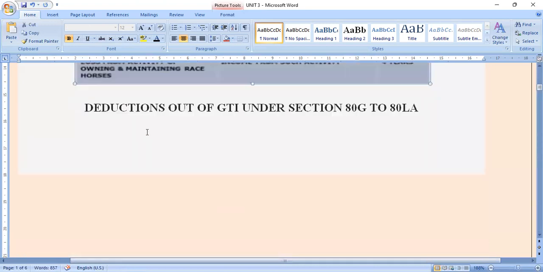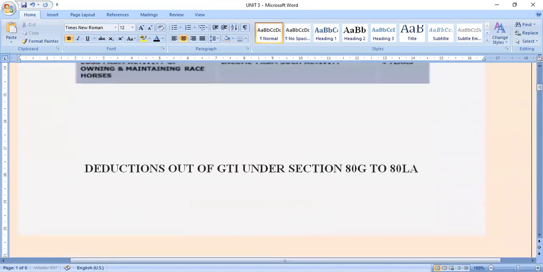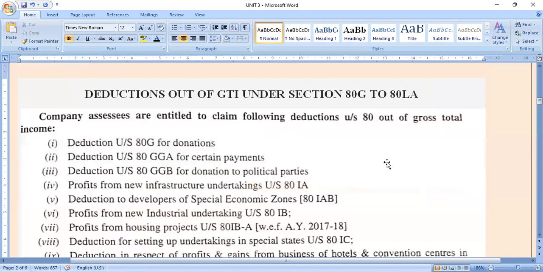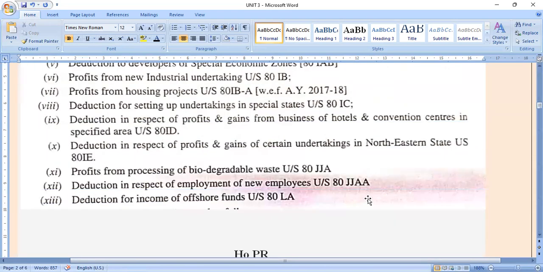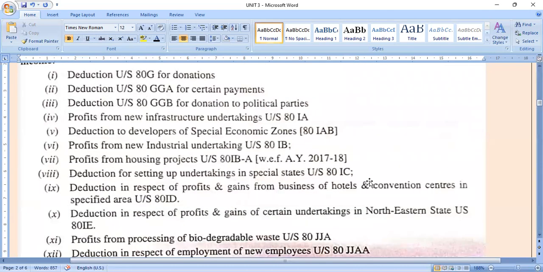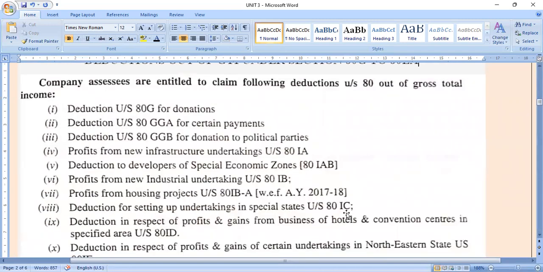The next topic is deductions out of gross total income under sections 80G to 80LA. These are the various kinds of deductions. In the examination, if they ask, you have to write these 13 points. Whether you explain them in detail or not is left to you, but you should remember at least 10.